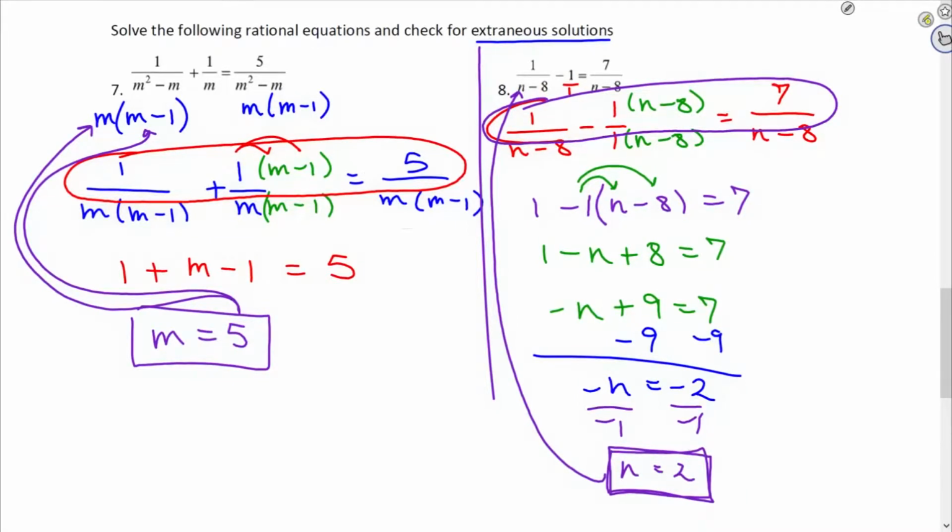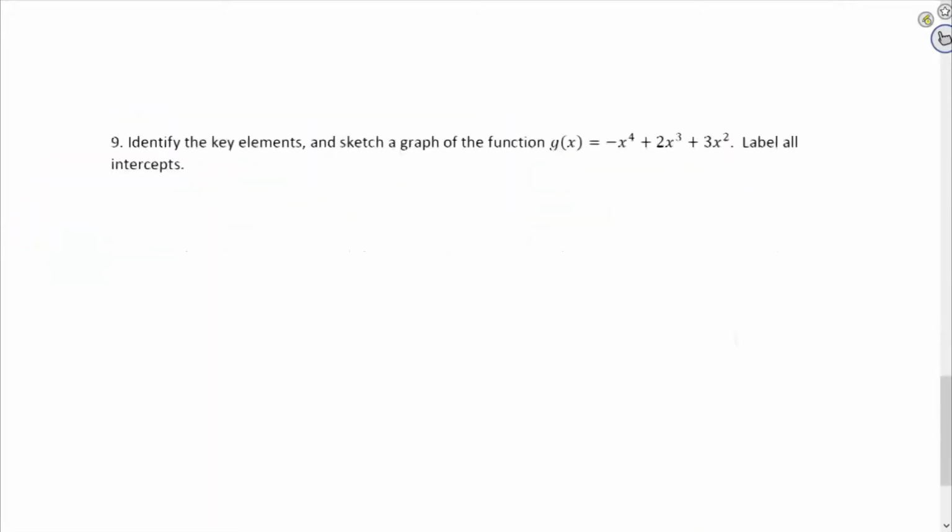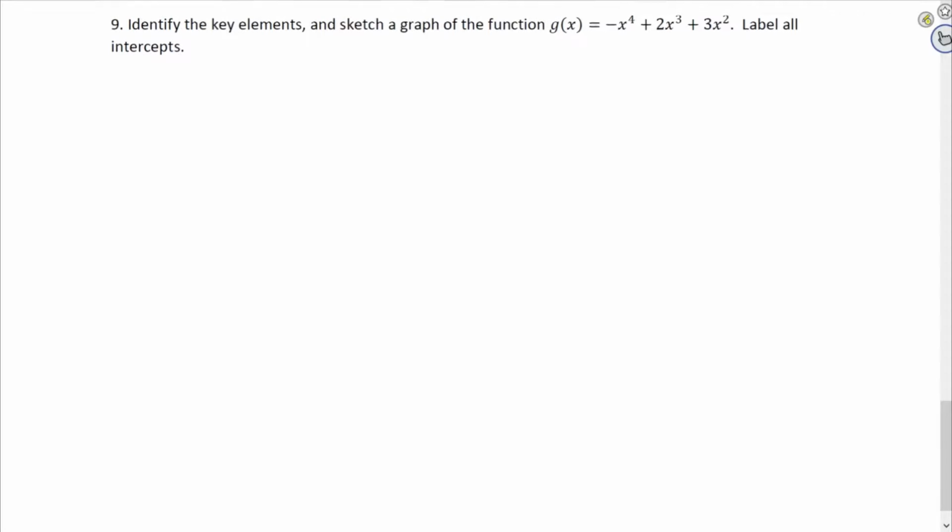Okay, so that is solving a rational equation and checking for extraneous solutions. The last problem is to identify key elements of a graph and sketch the graph for the function g of x equals negative x to the fourth plus 2x cubed plus 3x squared.